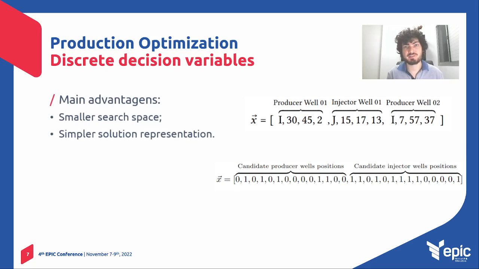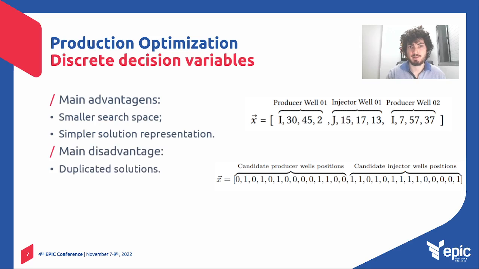Working with discrete decision variables has the main advantages of having a smaller search space, so we have to look in fewer solutions, and it also has a simpler solution representation. It's fairly easy to handle production optimization with discrete decision variables like this. The main disadvantage is, since we are working with discrete decision variables, it's fairly easy to generate duplicated solutions during the optimization.